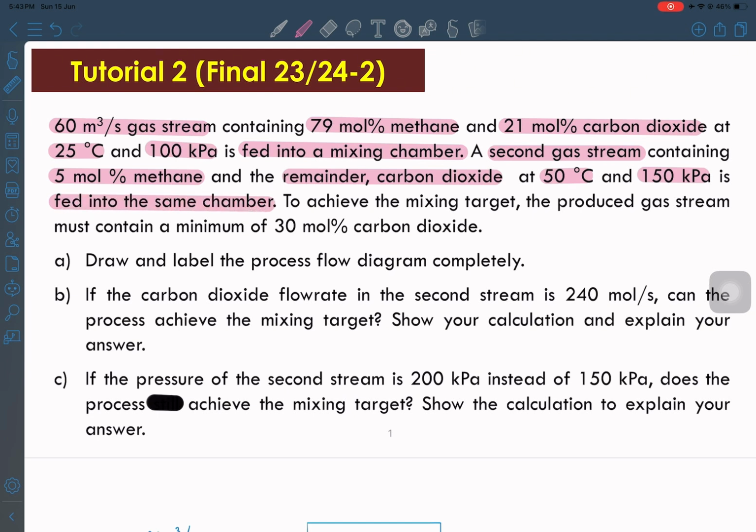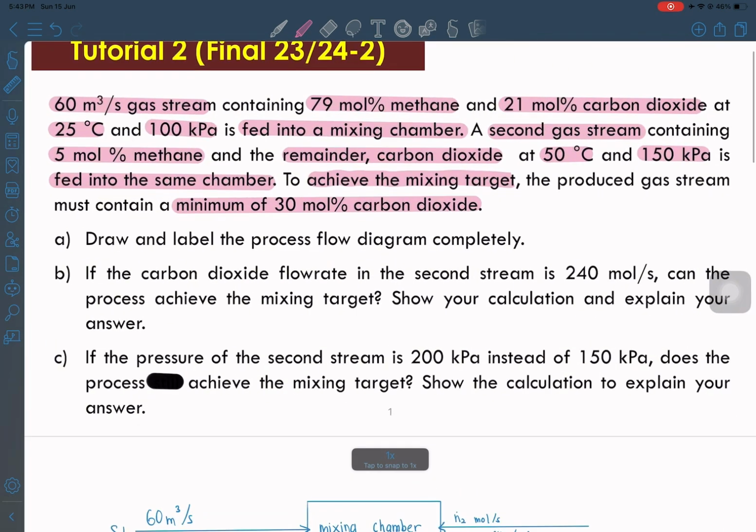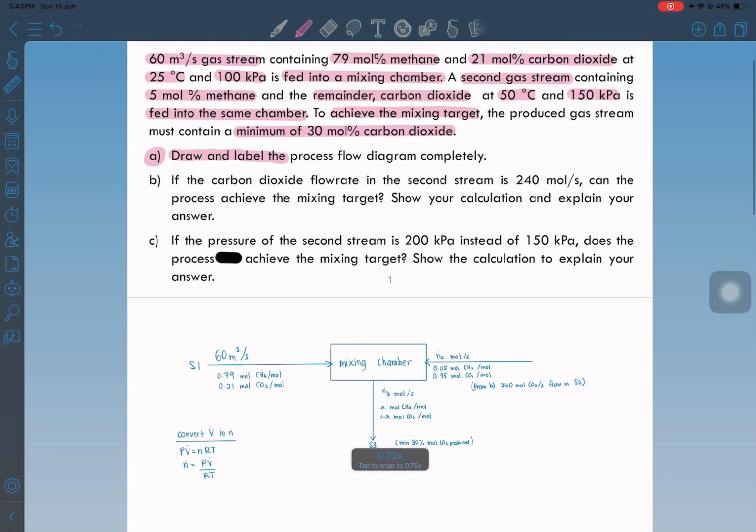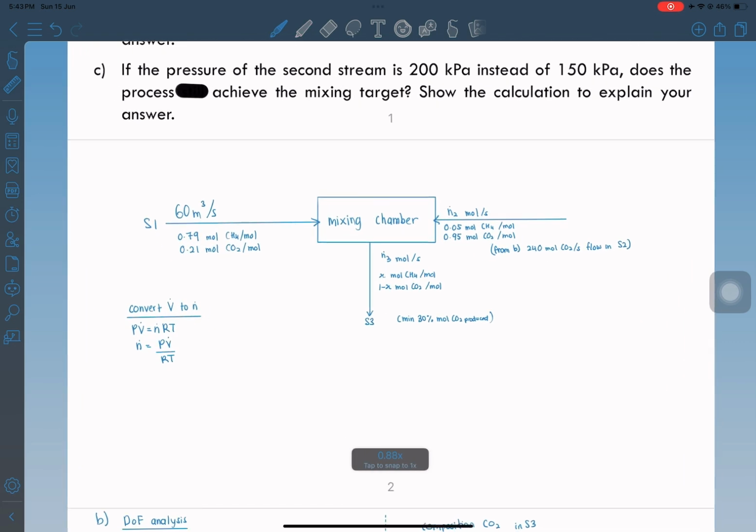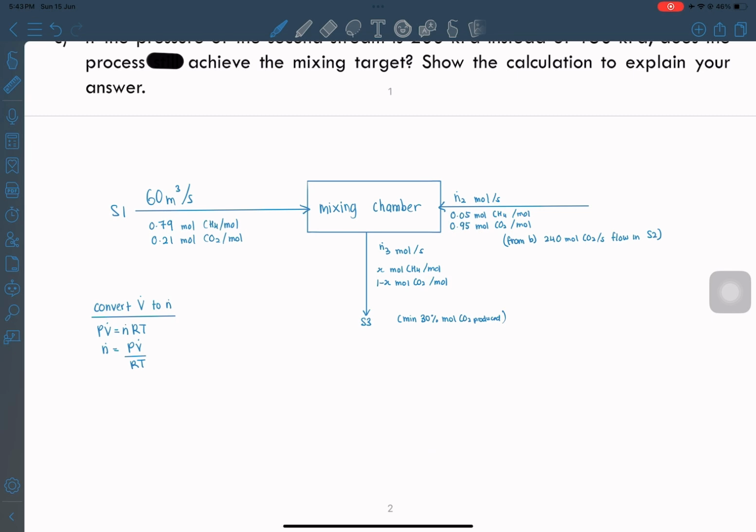To achieve the mixing target, the produced gas stream must contain a minimum of 30 mole percent of carbon dioxide. So A, draw and label the process flow diagram completely. For the process flow diagram, there are two inputs and one output.